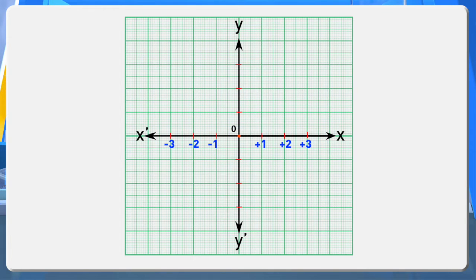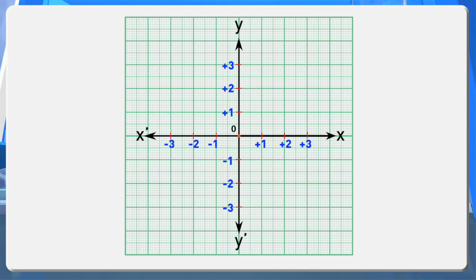Similarly, the vertical line Y dash Y is called the y-axis. The part OY, that is towards the up, is taken as positive and named the positive y-axis. OY dash is taken as negative. It is towards the down from the origin.